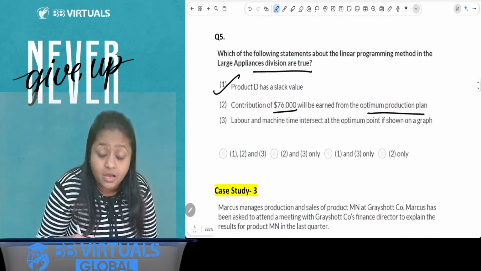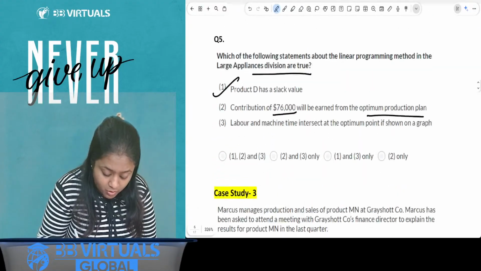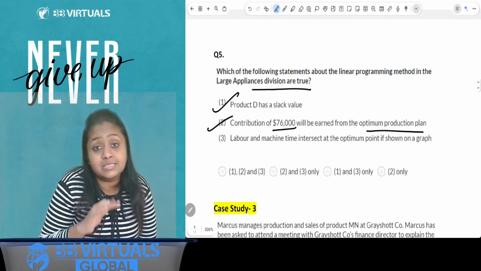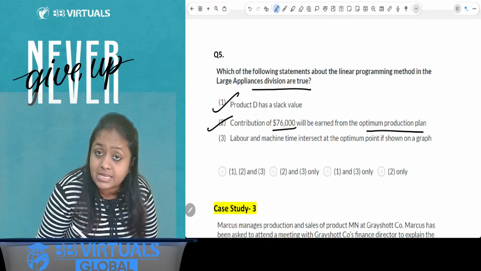Is the answer given in the statement or not? So 76,000 is the correct answer. Great. Let's see the next one.